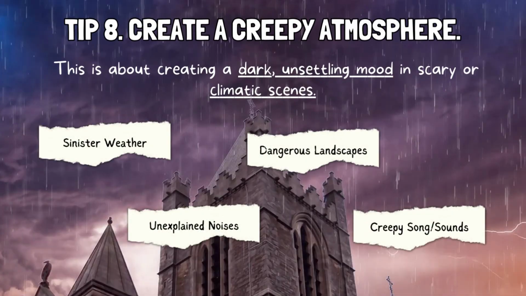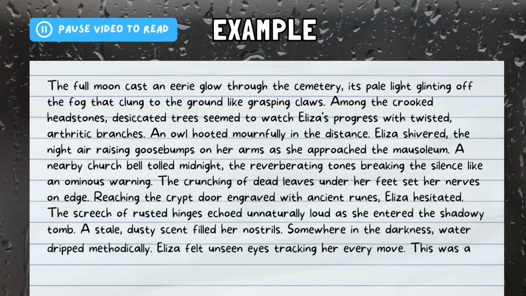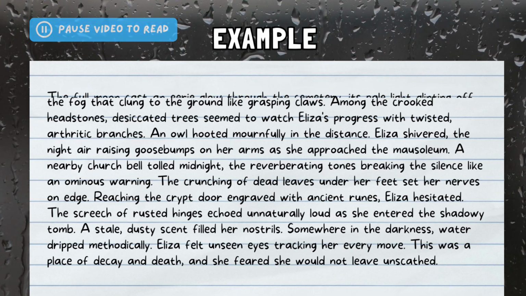Tip 8. Create a creepy atmosphere. This is about creating a dark, unsettling mood in scary or climactic scenes. This could be done by using sinister weather descriptions, mentioning unexplained noises, using dangerous landscapes, or even through the use of a creepy song or music playing in the background. Take a look at this example which uses a full moon, fog, gnarled trees, owl hoots, church bells, and other elements to create a deeply unsettling atmosphere.